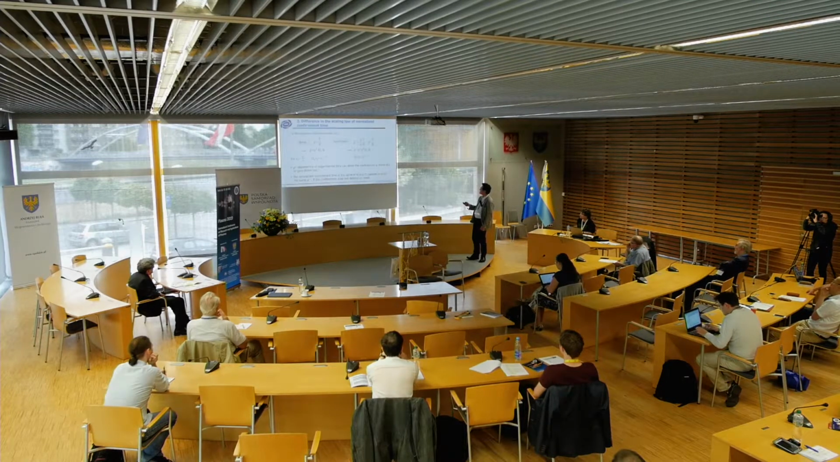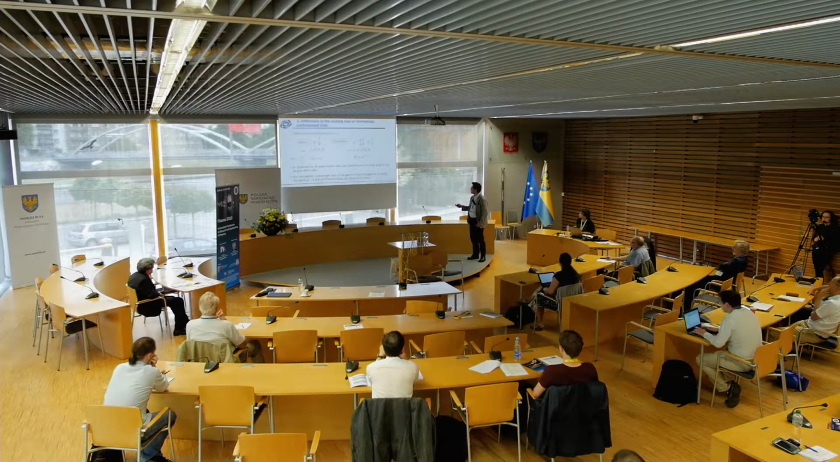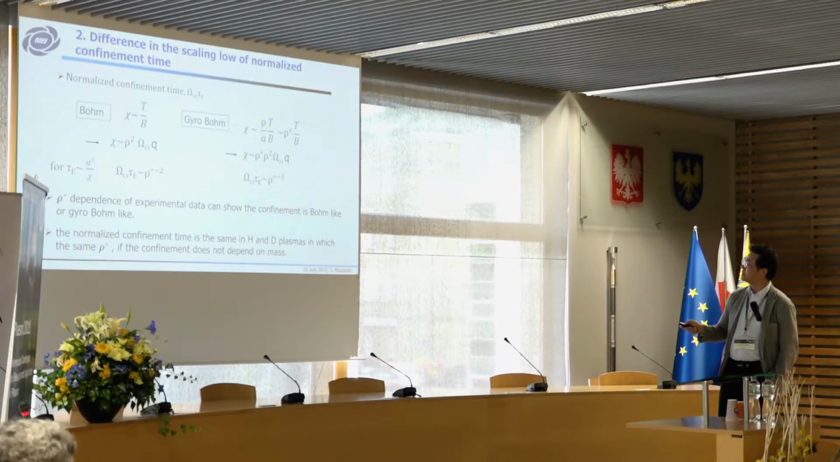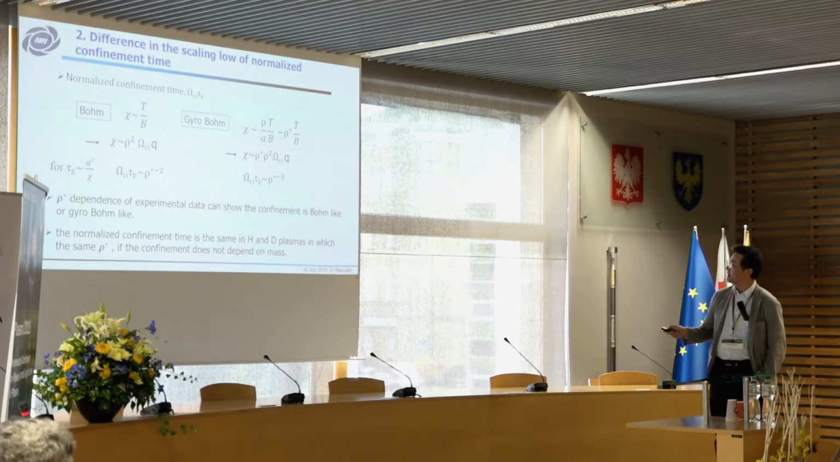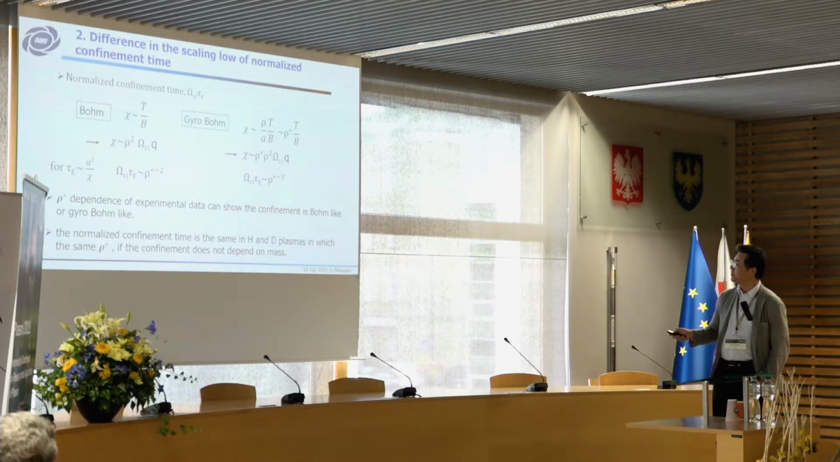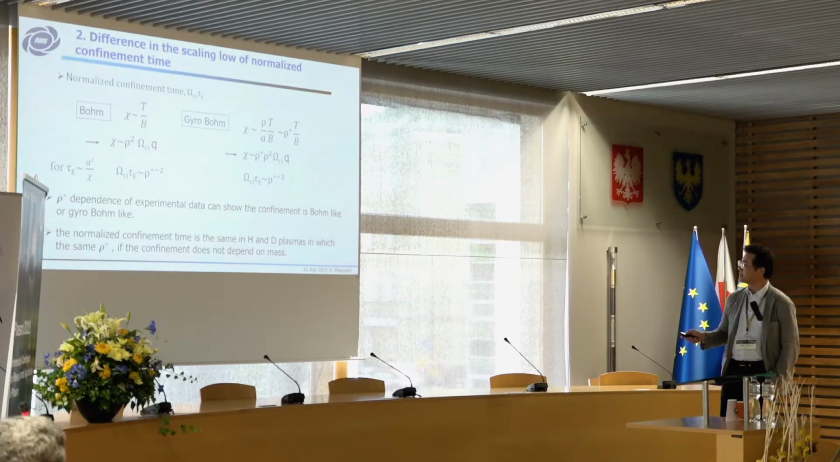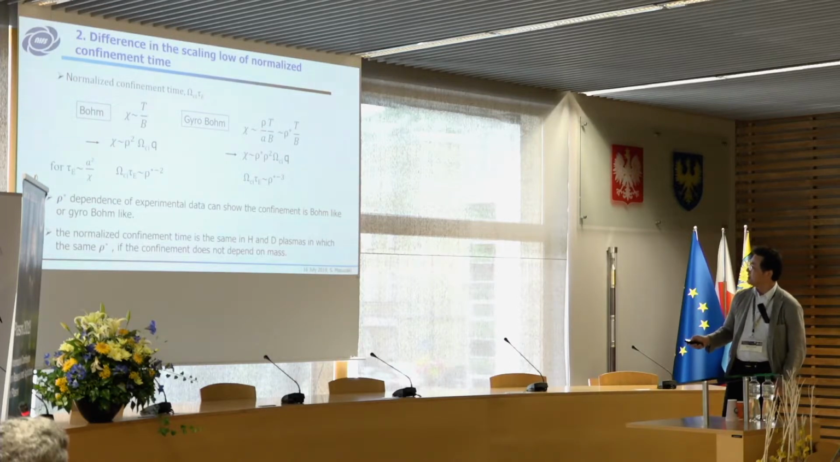This is the difference in the scaling law of normalized confinement time. The normalized confinement time is expressed like this, normalized by the ion cyclotron frequency. Bohm-like and gyro-Bohm-like thermal diffusivity can be expressed like this, and we can change the form like this using rho, omega_ci and Q. Q in this case equals 1 because of the hydrogen isotopes.